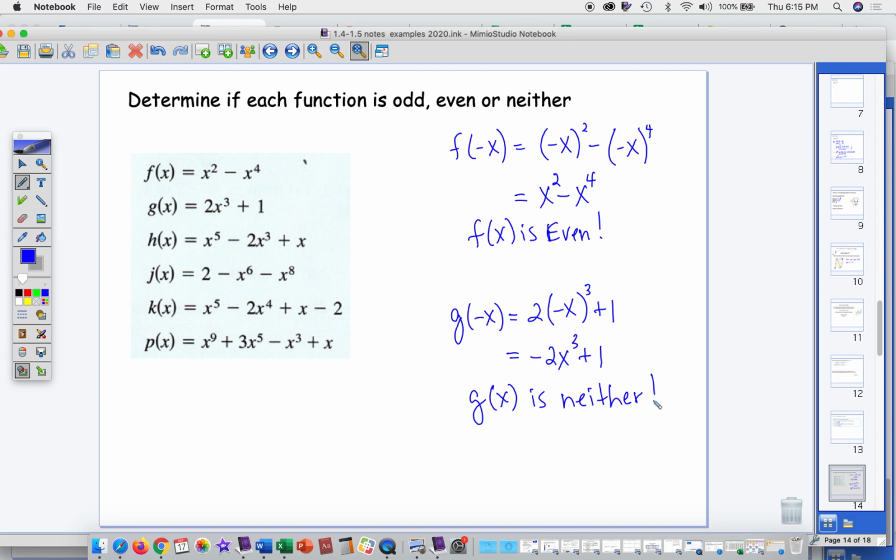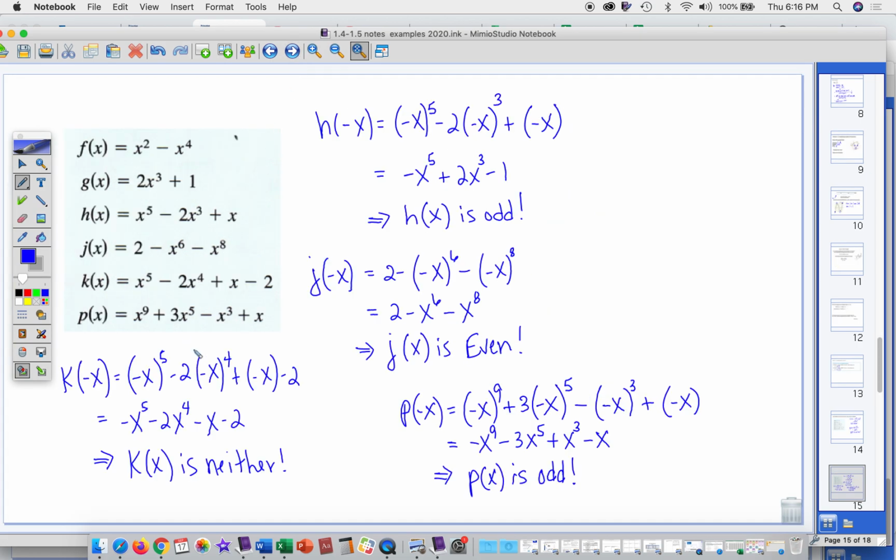So go ahead and try the next four, okay, h of x, j of x, k of x, p of x. Pause the video, and when you're done, come back. Okay, so here's all of the solutions. Hopefully you found that h of x is odd, j of x is even, k of x is neither, and p of x is odd.